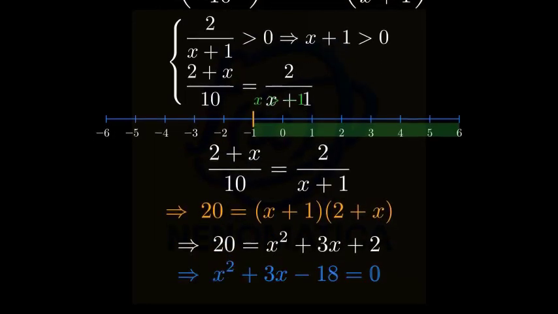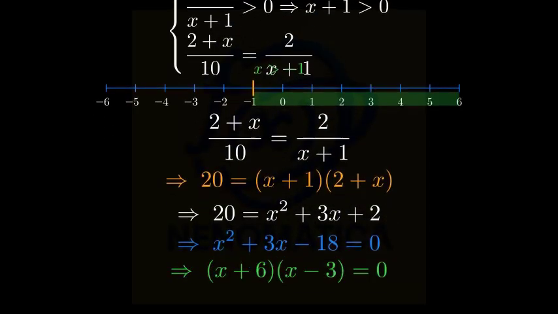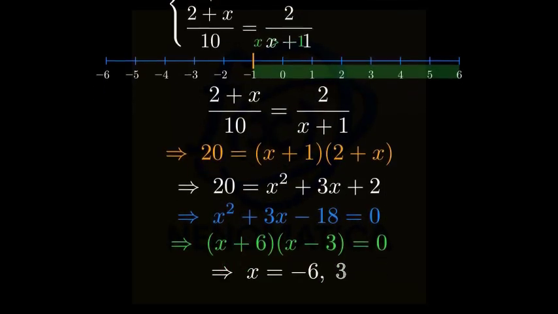Step 6. Factor the trinomial x squared plus 3x minus 18 factors as left parenthesis x plus 6 right parenthesis times left parenthesis x minus 3 right parenthesis equals 0. Step 7. Apply the zero product property. We get x equals negative 6 or x equals 3.